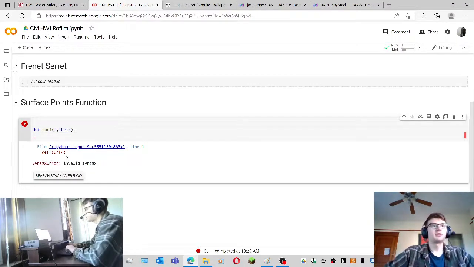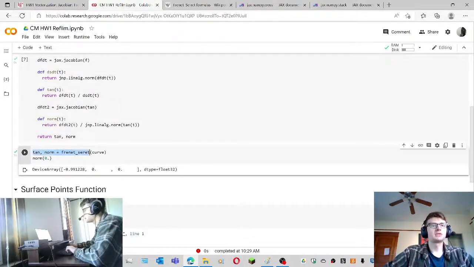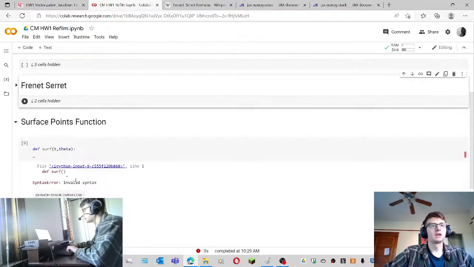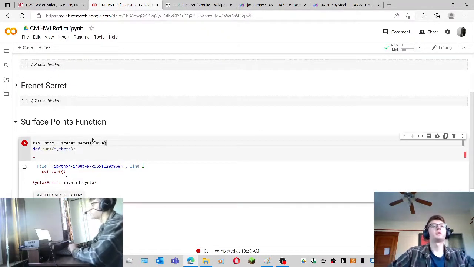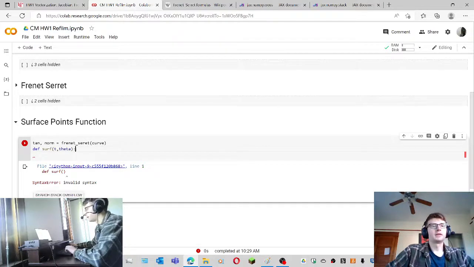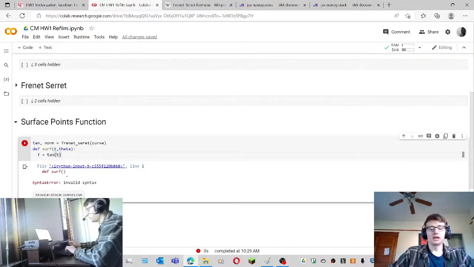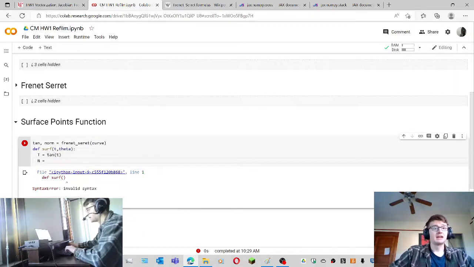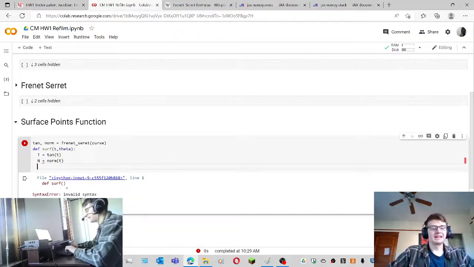Now, before I do that, let me go up here to frenet and just make use of the tangent and norm functions. And I will go ahead and say tangent and norm are just equal to the things from frenet. So that's just important to have that information. So now I have this function for surf, and just to make things a little bit shorter, I will define t, the tangent, as this tangent function evaluated at point t. And similarly, I will define n as the normal function evaluated at point t. And then also b will be the cross product.